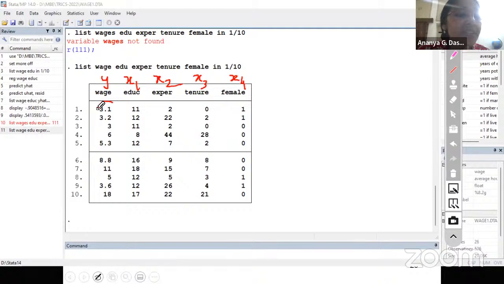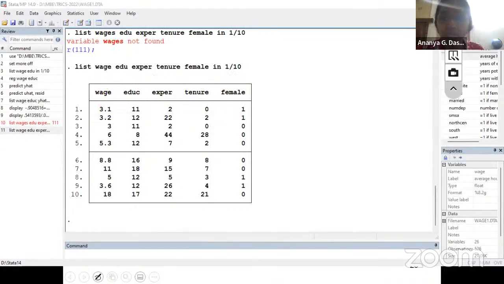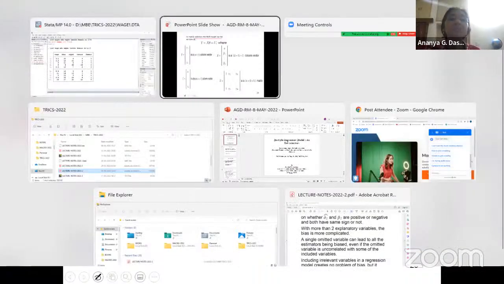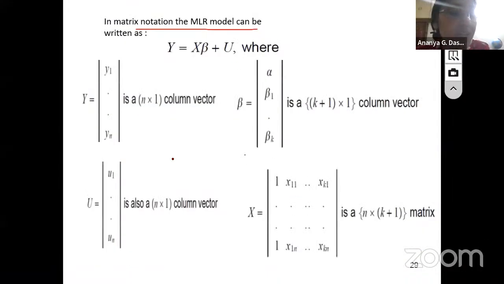If you look at the first row of the matrix, you're talking about the first observation, which pertains to the first individual. The first person has 3.1 years, $1 of wages, 11 years of education, 2 years of experience, 0 years of tenure, and is a female. That's what this means. If you keep this in your mind, then perhaps it will be clear what it means to write the model in matrix notation.